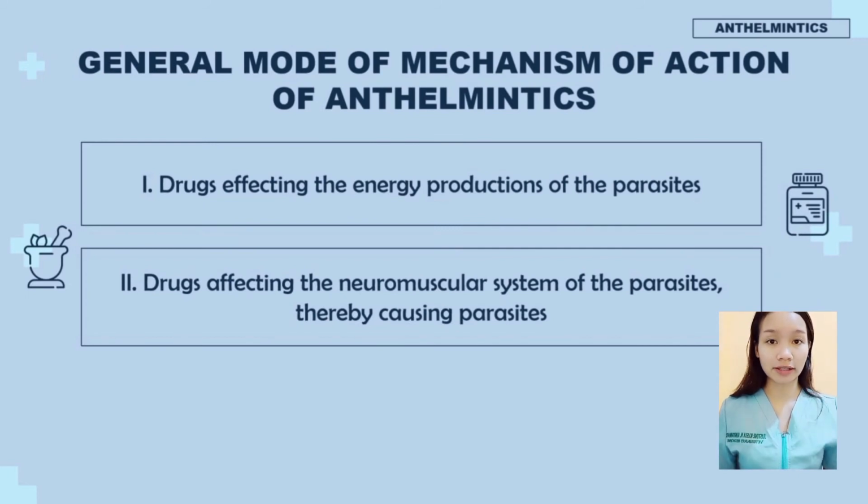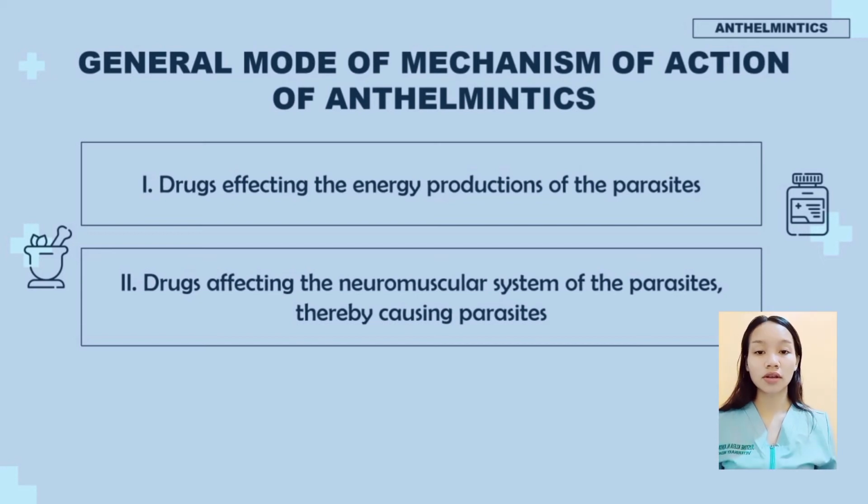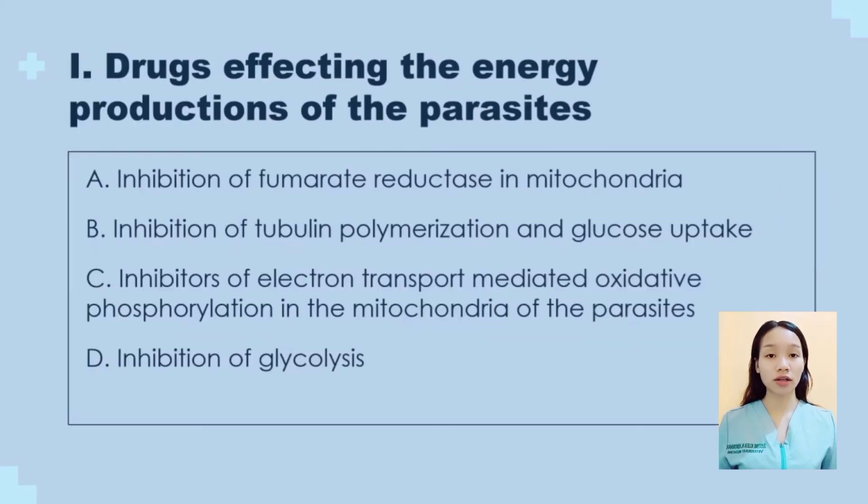General mechanism of action of anthelmintics. Anthelmintics can be divided into two major categories based on their mode of action. It's either drugs affecting the energy production of the parasites or drugs affecting the neuromuscular system of the parasites, thereby causing paralysis. Drugs affecting the energy production of the parasites: energy-producing reactions are inhibited, and the usual metabolic process is disrupted.